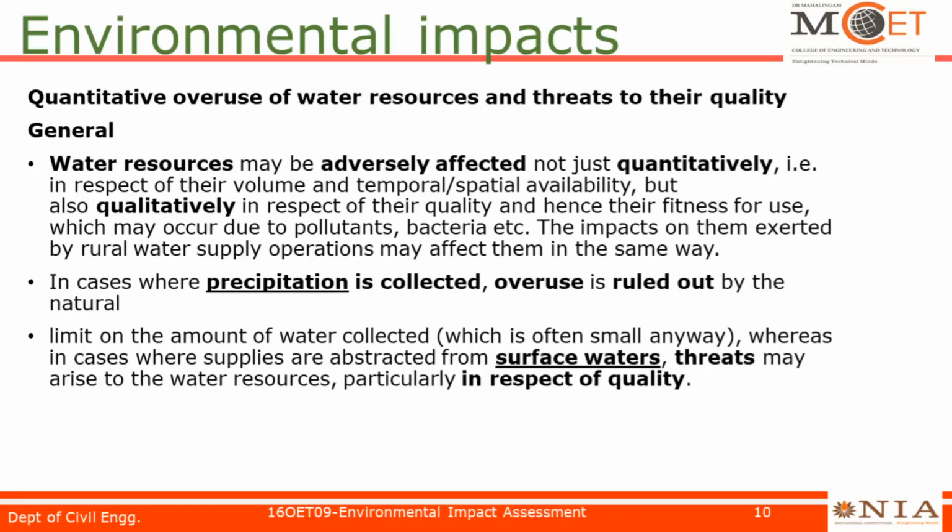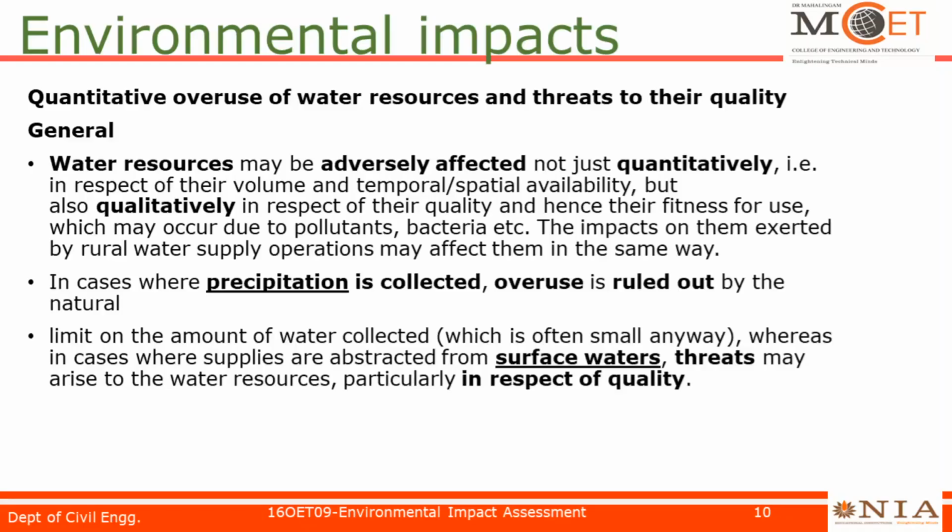Quantitative overuse of water resources and threats to their quality. Water resources may be adversely affected not just quantitatively but also qualitatively. So it is not the volume of water that is getting affected; it also gets affected in terms of their quality and hence their fitness of use, which may occur due to pollutants, bacteria, etc. The impacts on them exerted by rural water supply operations may affect them in the same way.